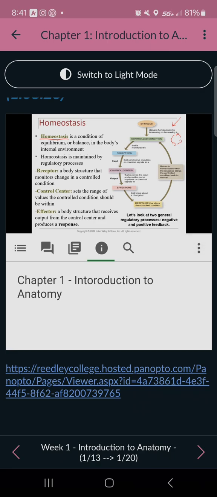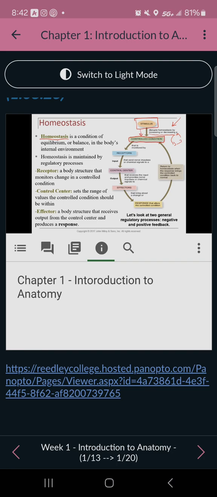Each monitored variable, such as body temperature, blood pressure, or blood glucose level, is termed the controlled condition, or the controlled variable. Any disruption that changes a controlled condition is called a stimulus. The stimulus disrupts homeostasis by increasing or decreasing a controlled condition.